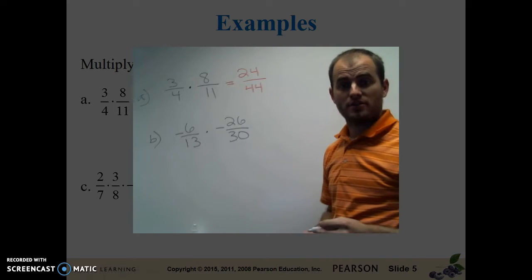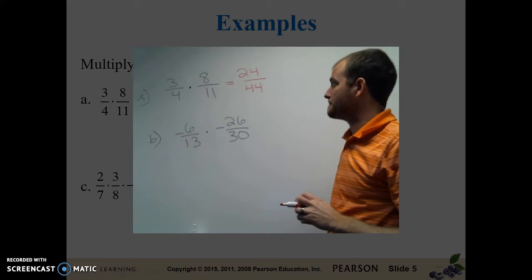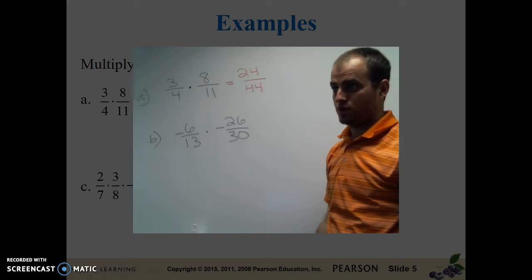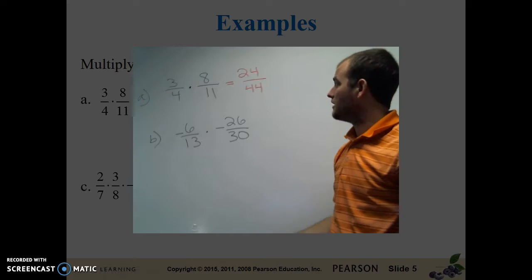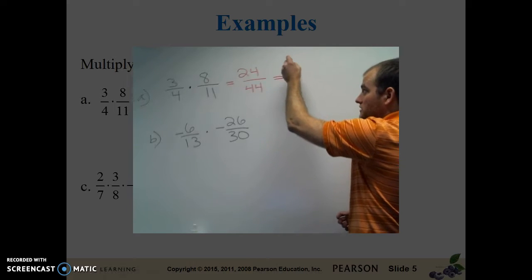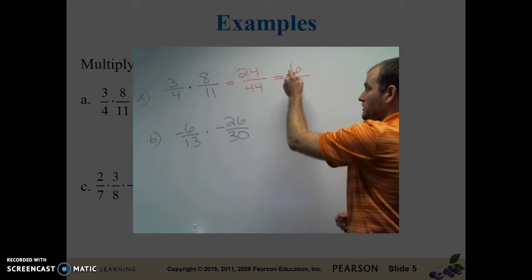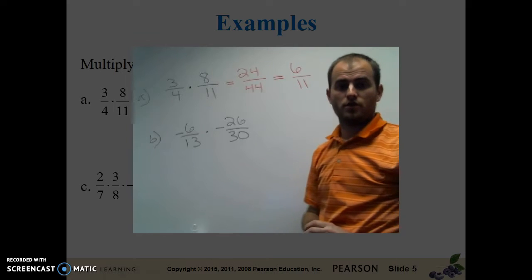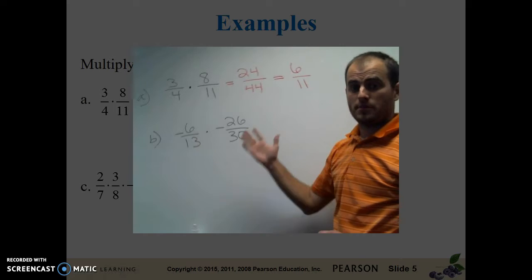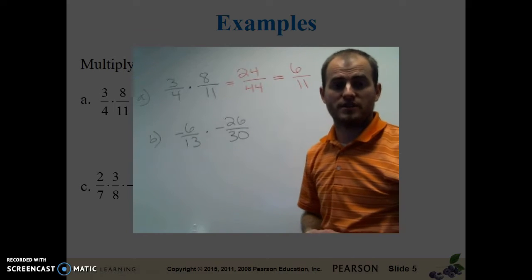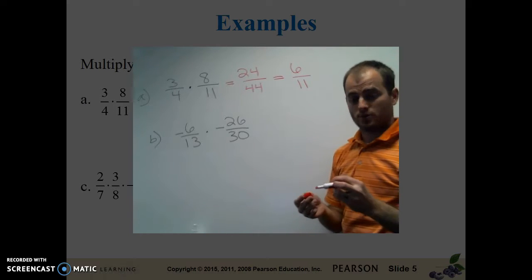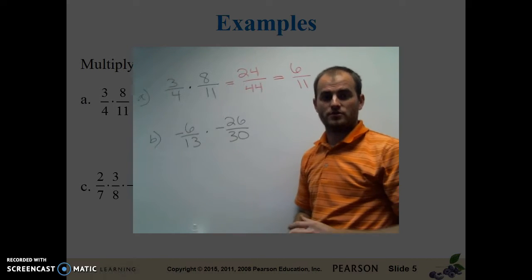The problem with that is then you have to simplify it. What goes into both 24 and 44? Well, 2 does, 3 doesn't, I think 4 does. So 4 goes into 24 6 times, and 4 goes into 44 11 times. So the answer reduces to 6 over 11. But now we have this additional harder step that we have to try and figure out how to reduce it. So instead, there's also a shortcut way to do this.